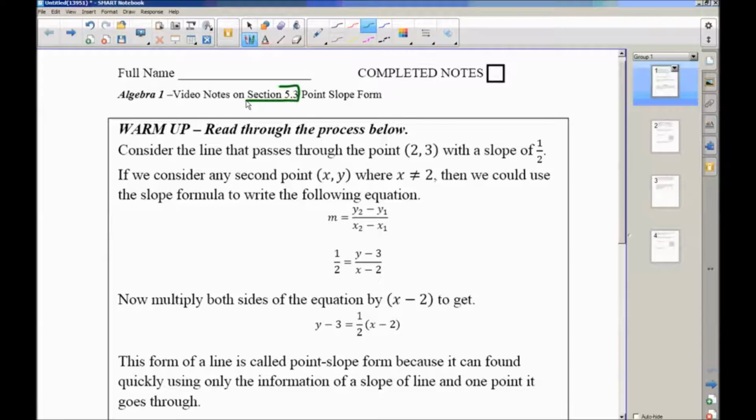Today we are covering section 5.3, point slope form. And this is an important lesson because this is the form of a line that you're going to start with in most of your classes after Algebra 1. Okay? So read through the process below as our warm-up.